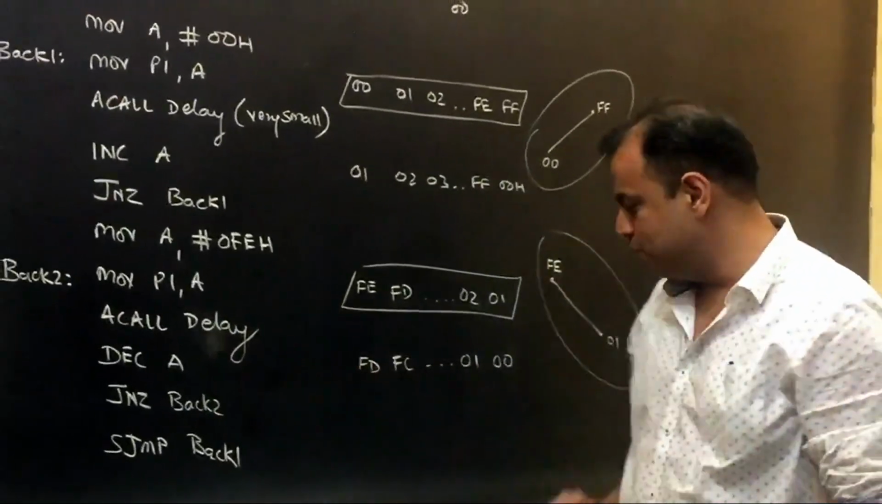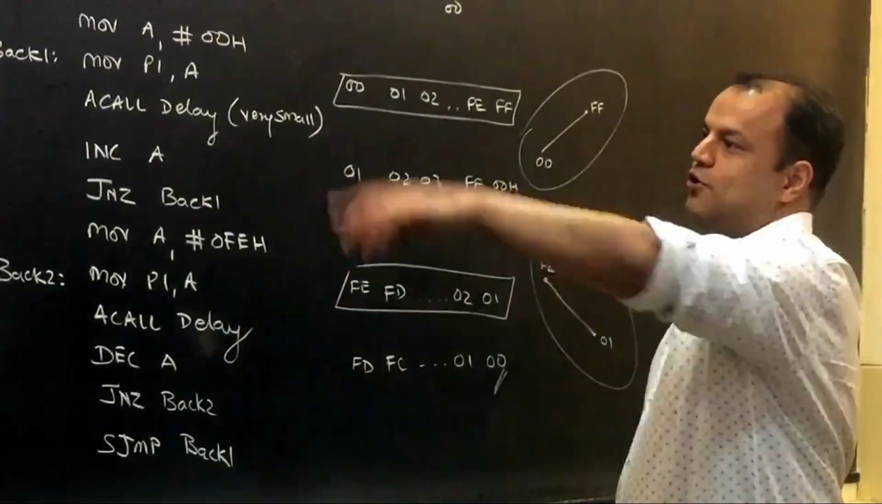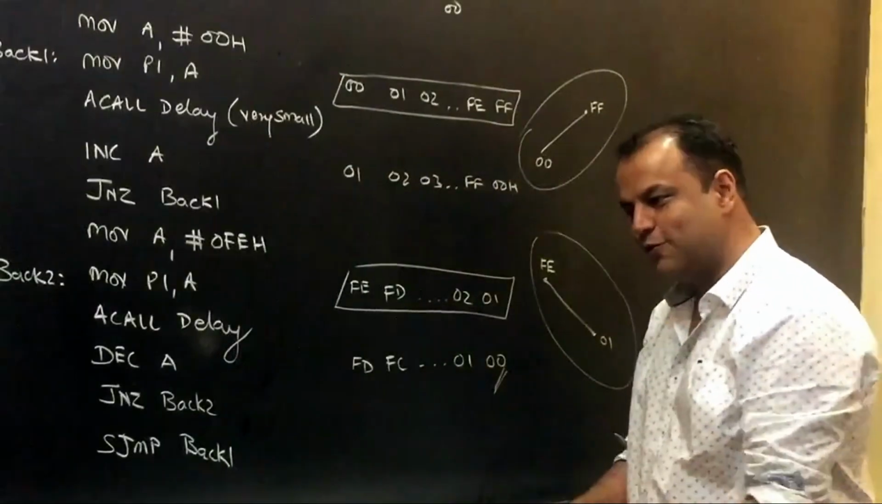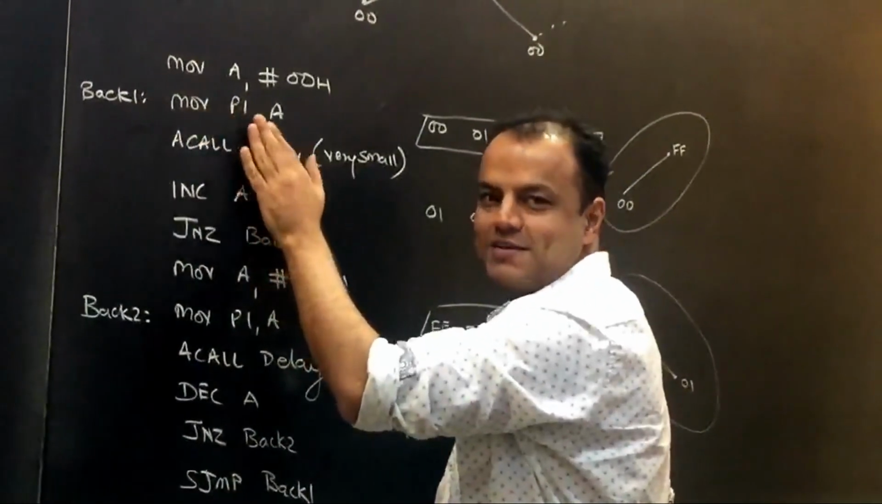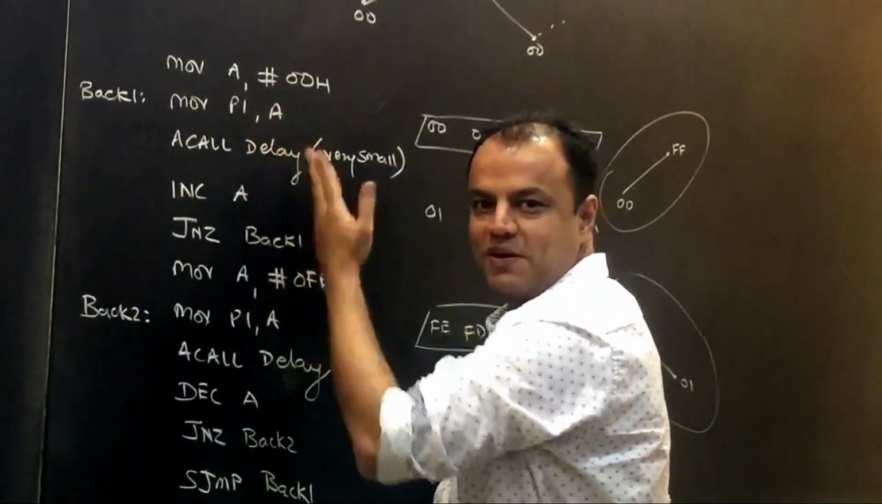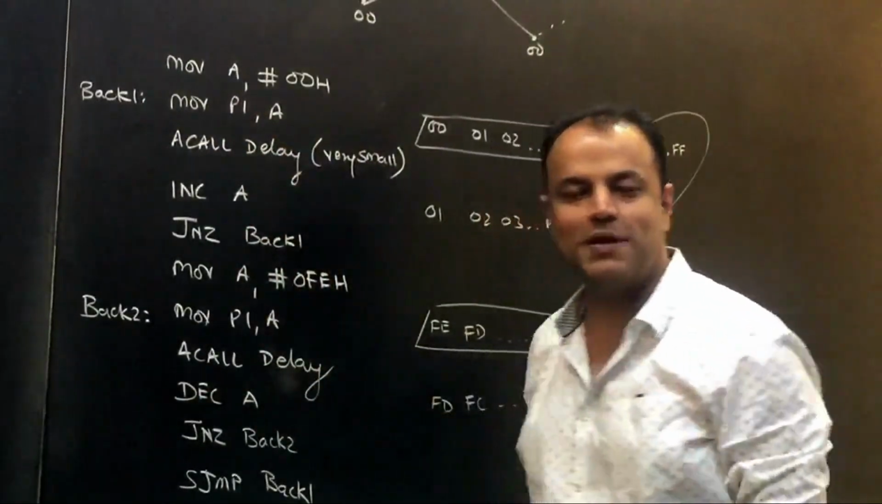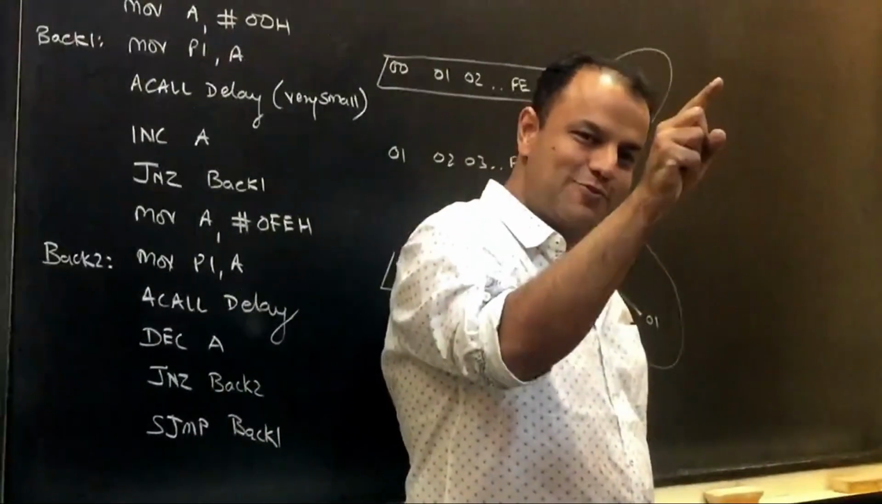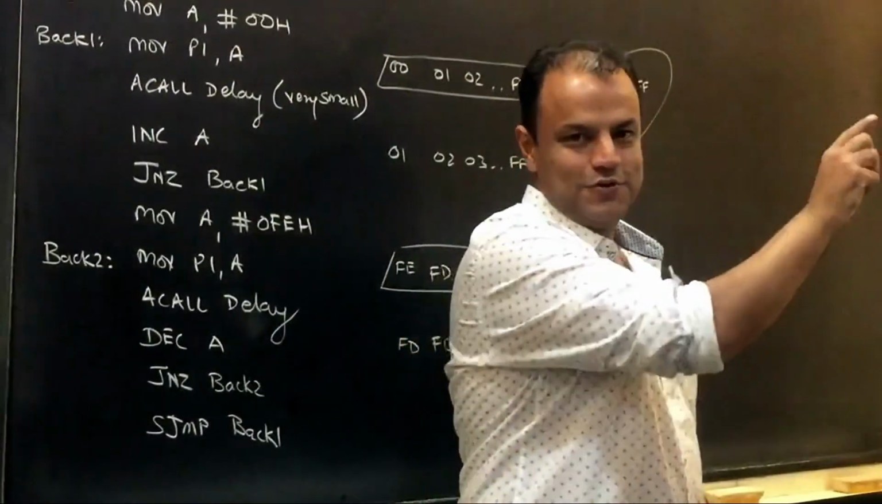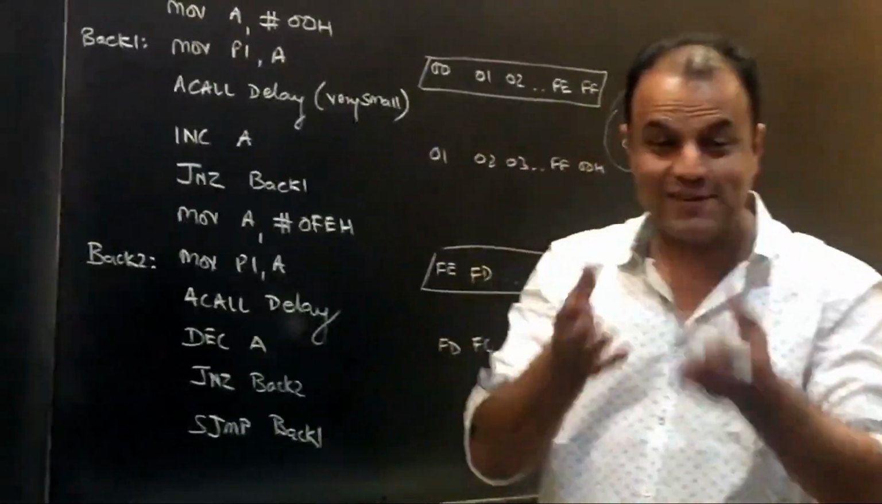Now, when this loop broke, A was 00. Your next loop has to start displaying from 00. So simply SJMP back to the first loop. You will directly start displaying from 00 because MOV P1, A with A equal to 0. So your first loop will go from 00 to FF. The second loop will go from FE to 01, then 00 to FF again. That's a triangular waveform. Please tell me, is this difficult?